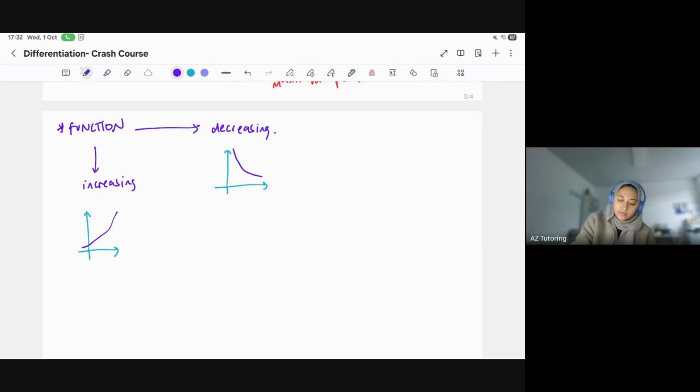So as you can see here, if a function is increasing, the gradient is positive because it's going upwards. Positive versus negative gradient, that's exactly what it means. So a positive gradient. And if a function is decreasing, it's a negative gradient. So it's a really common exam question that they ask, is the function increasing or decreasing? You would find the gradient and you would see, is it a positive gradient or a negative gradient at that point?